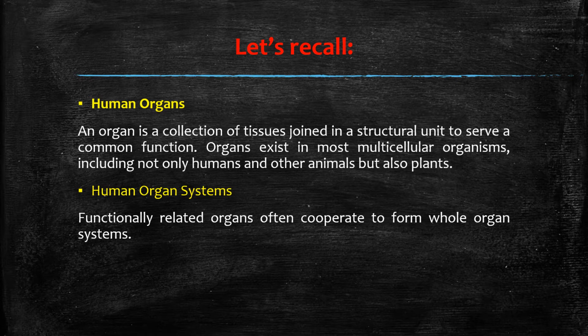Now what is organ system? Functionally related organs often cooperate to form whole organ systems. Means if few organs function is similar, then they come together to form one system. Like group of cells form tissues, group of tissues form organs. Similarly, group of organs forms organ systems.